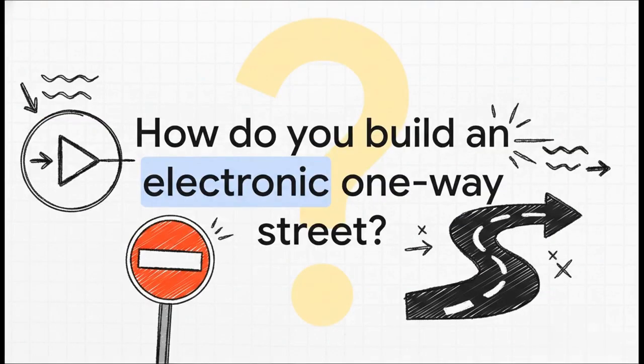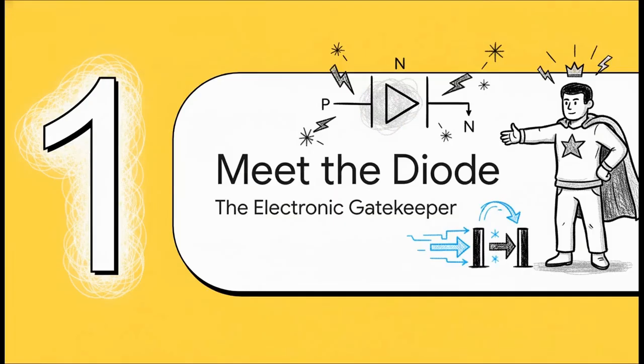So the big question is, how do you actually build an electronic one-way street? You need a component that acts like a perfect little valve, one that lets current flow through easily in one direction, but slams the door shut if it tries to go the other way. Well, this elegant little solution to our traffic problem is a device called the PN junction diode. For our purposes, you can just think of it as the electronic gatekeeper. It's the hero of our story today.